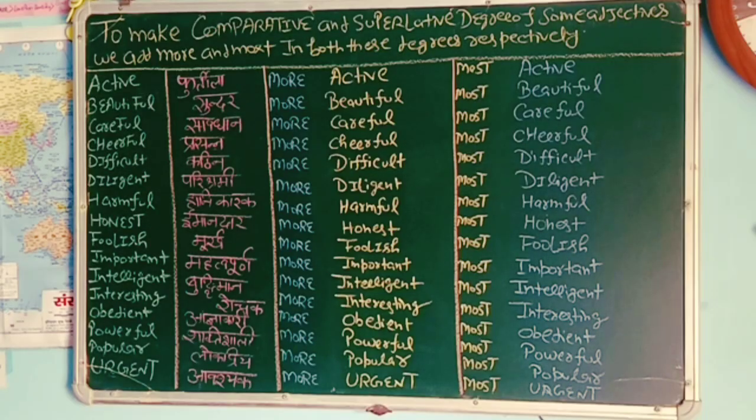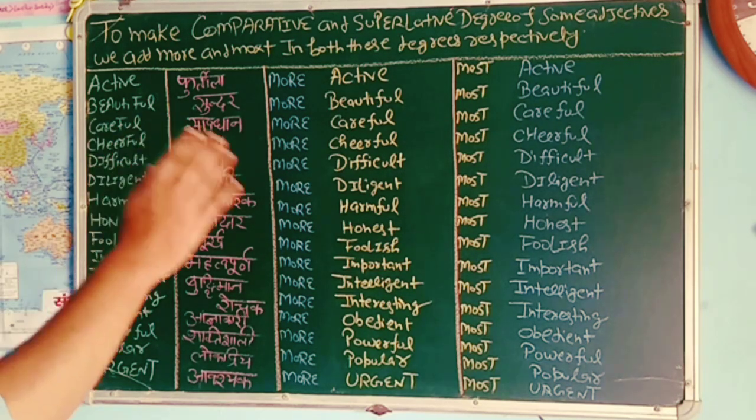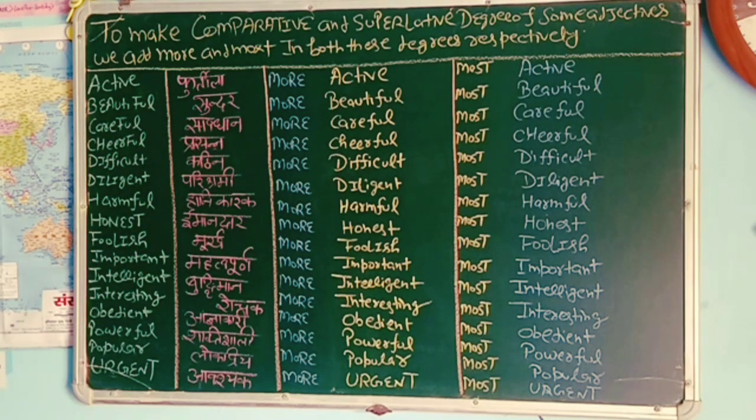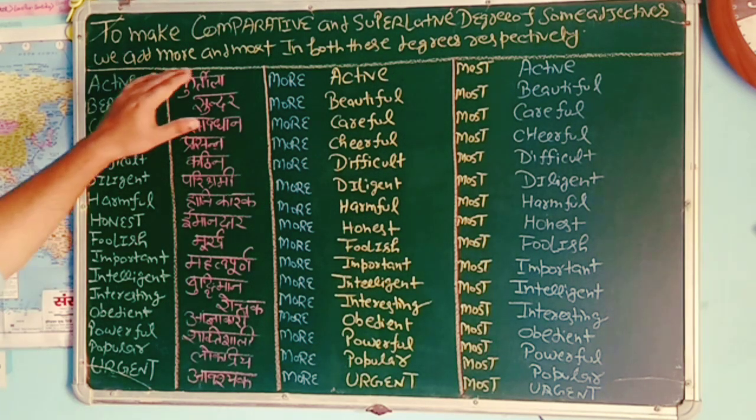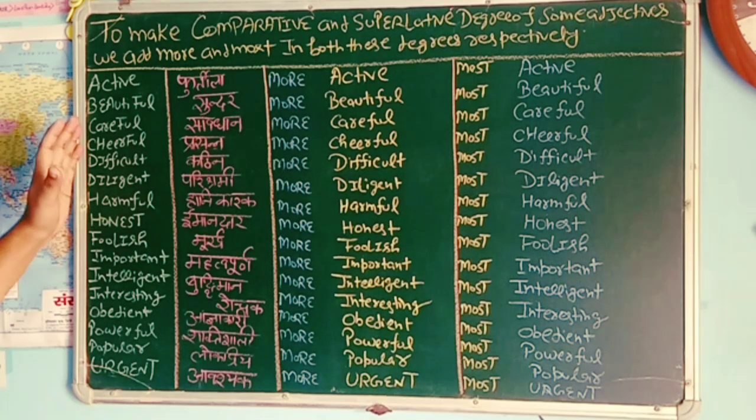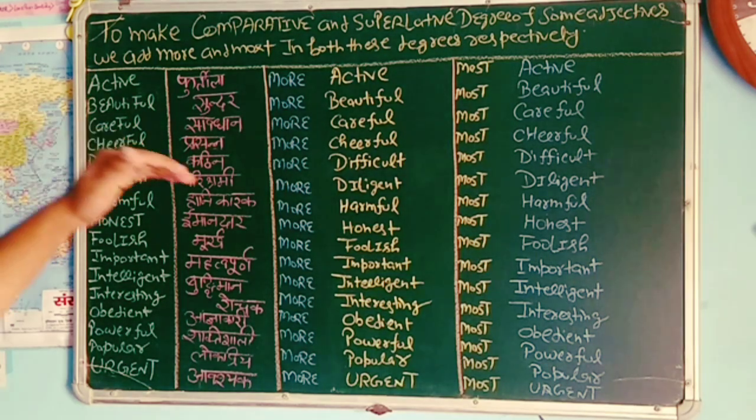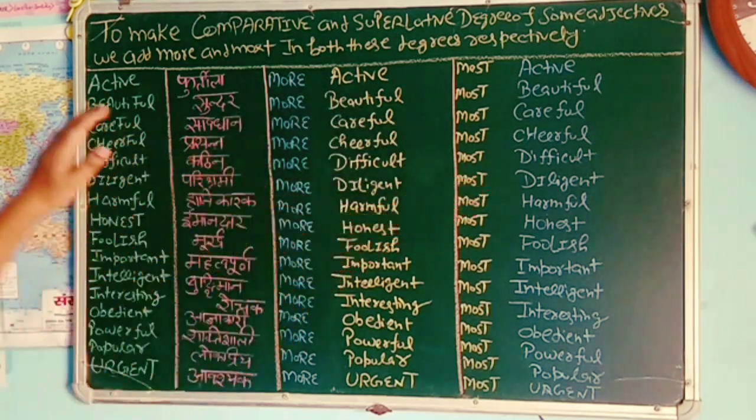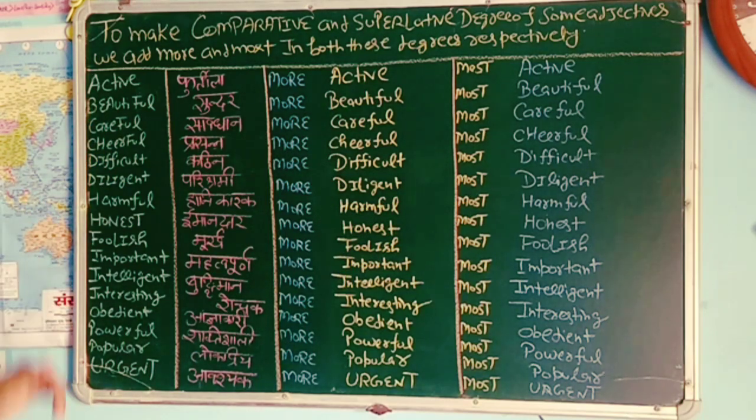So as I earlier told you, we are going to learn how to make comparative and superlative degree of some adjectives by adding more and most in both these degrees respectively. So here are some examples. We are going to make comparative and superlative degrees of these given adjectives.